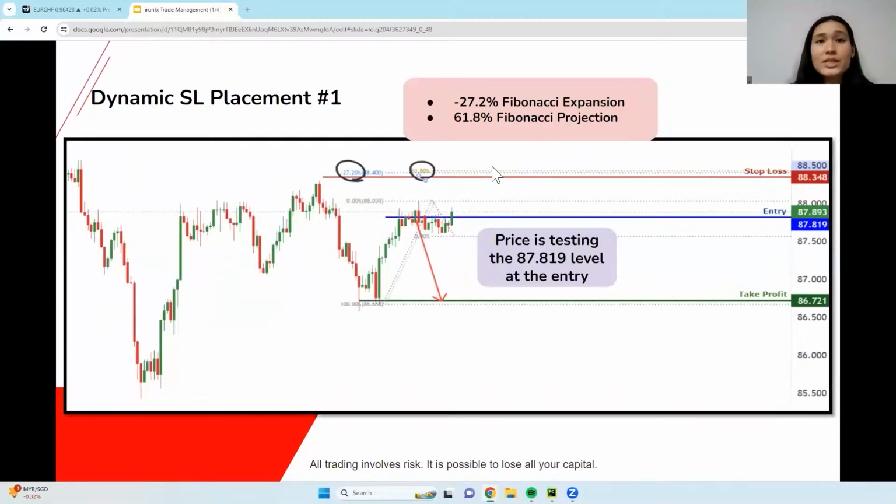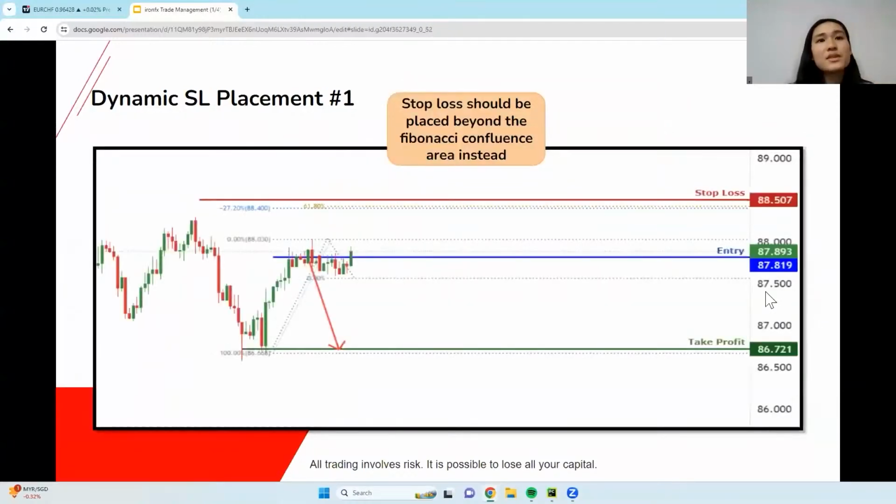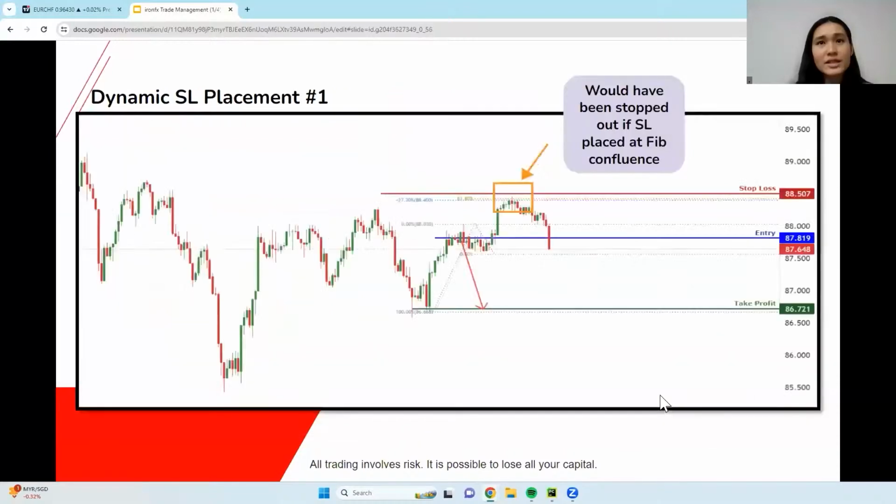Price is currently testing our entry level and we're expecting it to drop back down to our take profit at 86.721. As we mentioned earlier, our stop loss was placed below, but instead it should be placed beyond the major Fibonacci confluence area. We will show you why in our next slide.